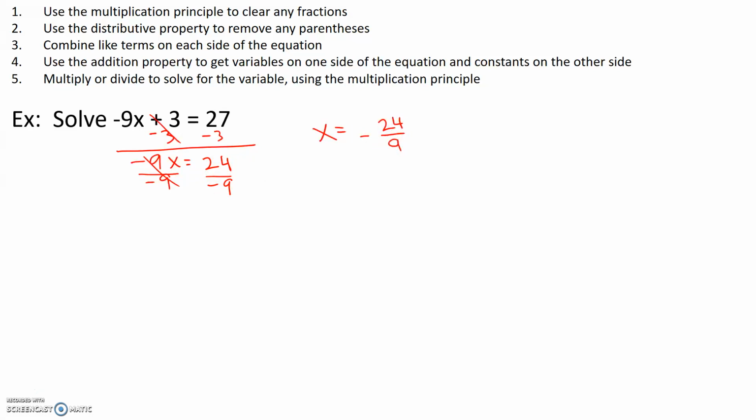Now, every fraction needs to be in reduced form. So to reduce, we would divide both the numerator and denominator by 3, and that will give us negative 8 over 3 as our answer.